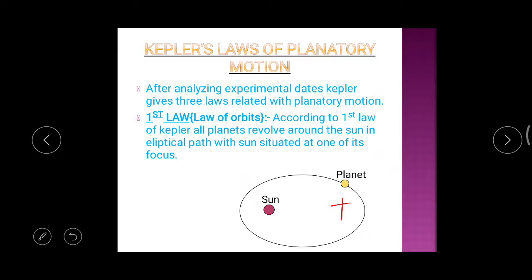So the first law of Kepler's planetary motion, that is the law of orbits, according to this law, all planets revolve around the sun in elliptical path with the sun situated at one of its focus or foci.